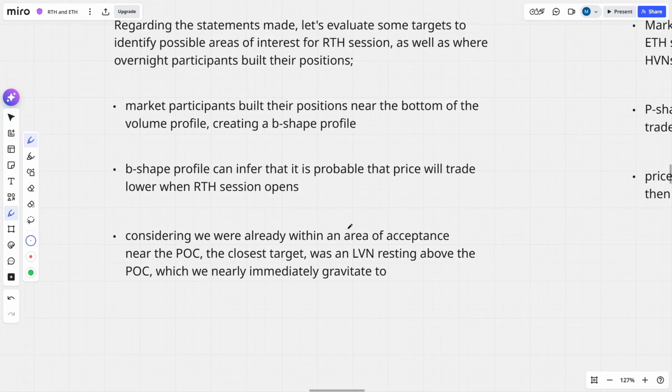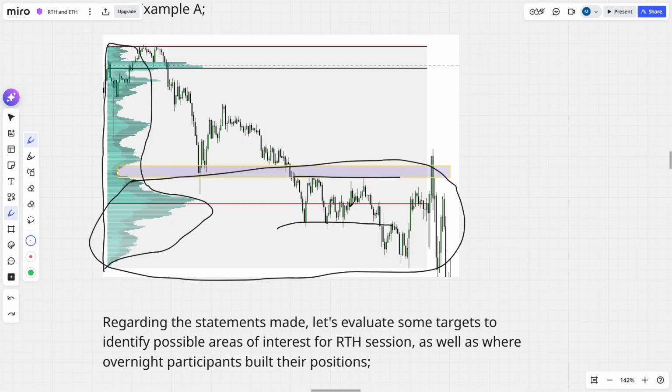So considering that we're already within an area of acceptance near the point of control, this is the closest target, and there was an LVN resting above the POC, and we immediately gravitated to this. As you can see here, just before market open, we come up, we go down. Just before market open, we trade down. And then as soon as RTH opens, we trend up. We trend past the POC into this area of low volume, which I've highlighted here. And then the market shifts lower. So this is an example of these institutional players re-entering these areas that were of interest during ETH open.